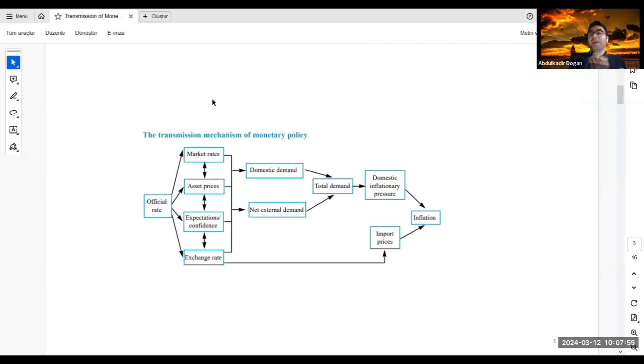These are the best well-known transmission mechanism channels and implementation of the monetary policy. Please look at this chart. On the left-hand side, you will see the official interest rate. If it is the central bank rate, we generally call it the policy rate or official rate. Today it is 5.5 for the United States, 4.75 for the European Central Bank. This is the official interest rate at which the central banks fund the market.